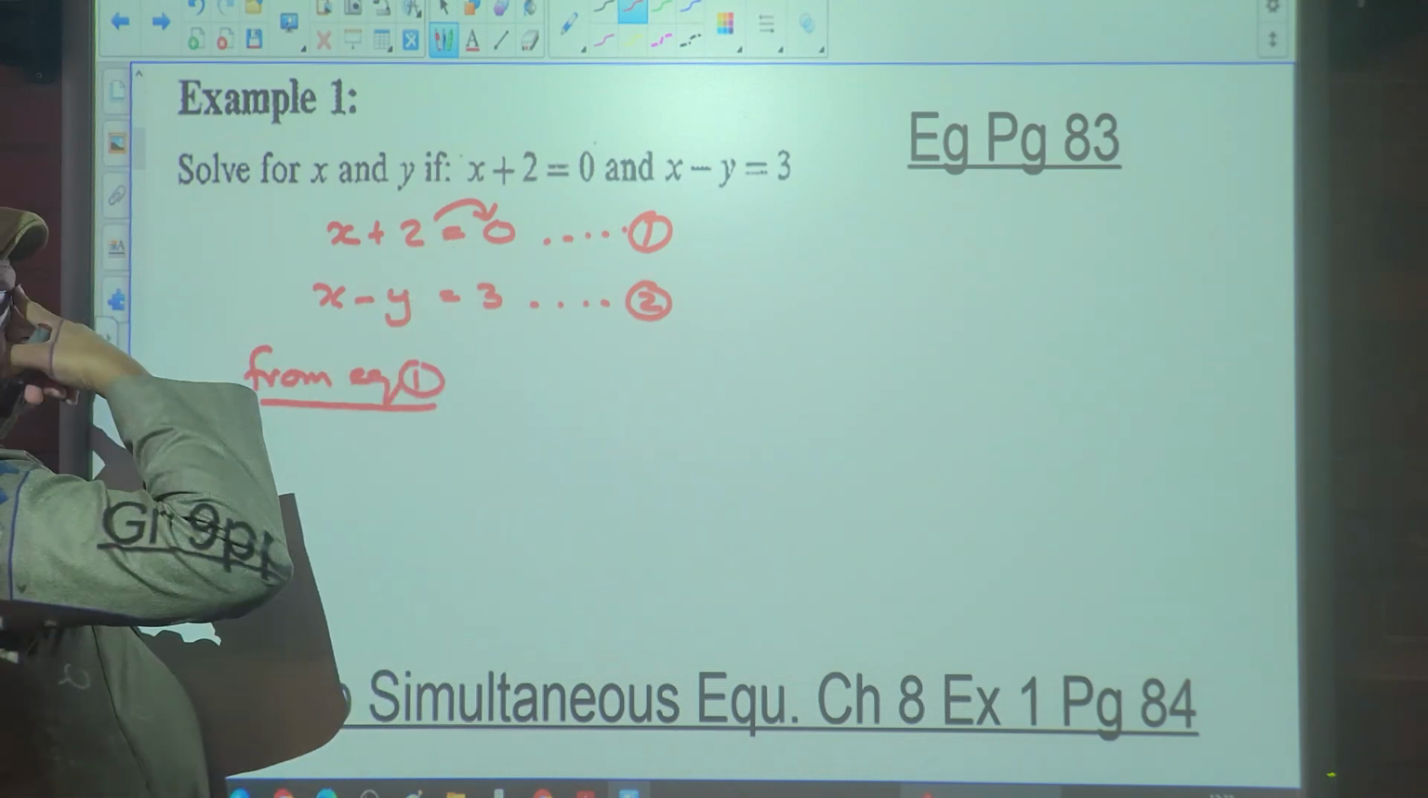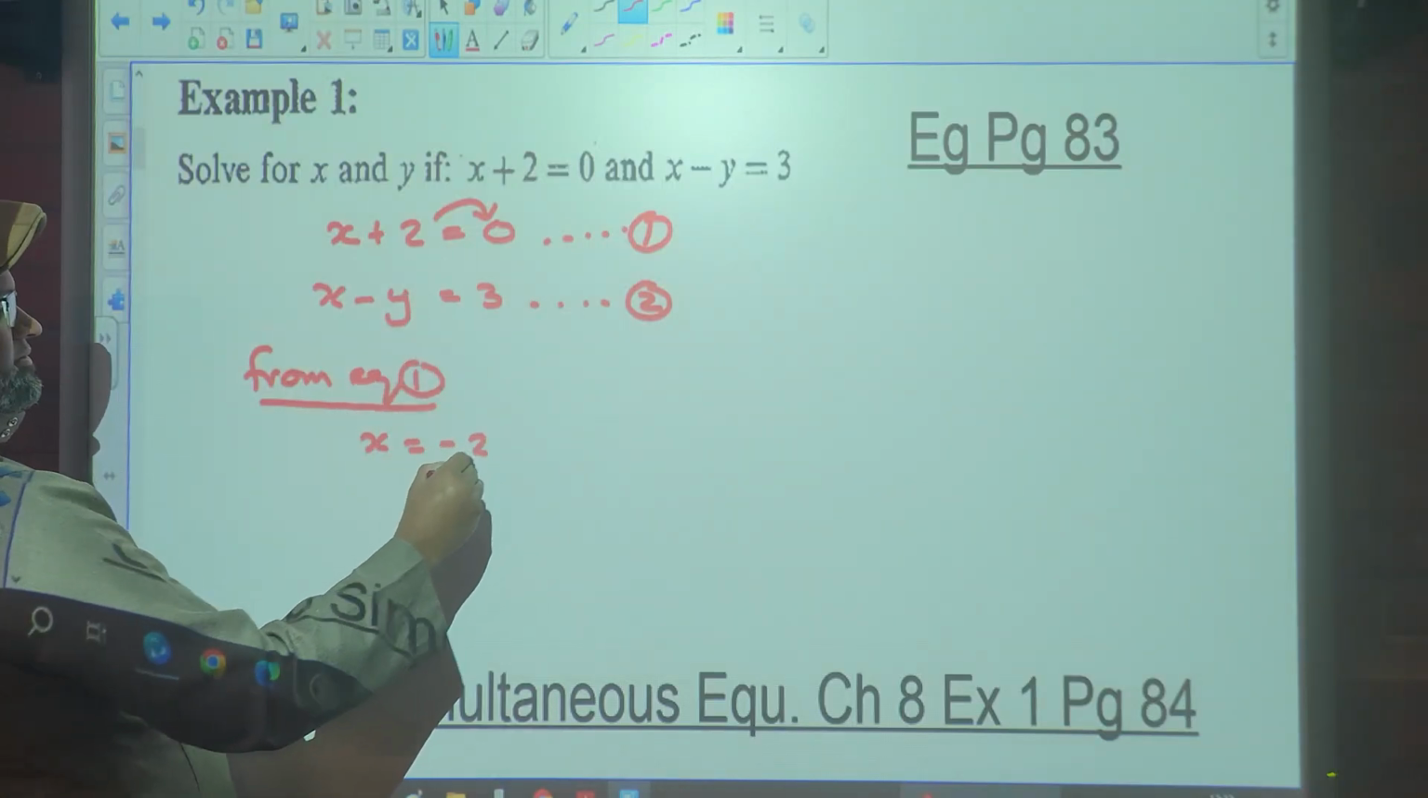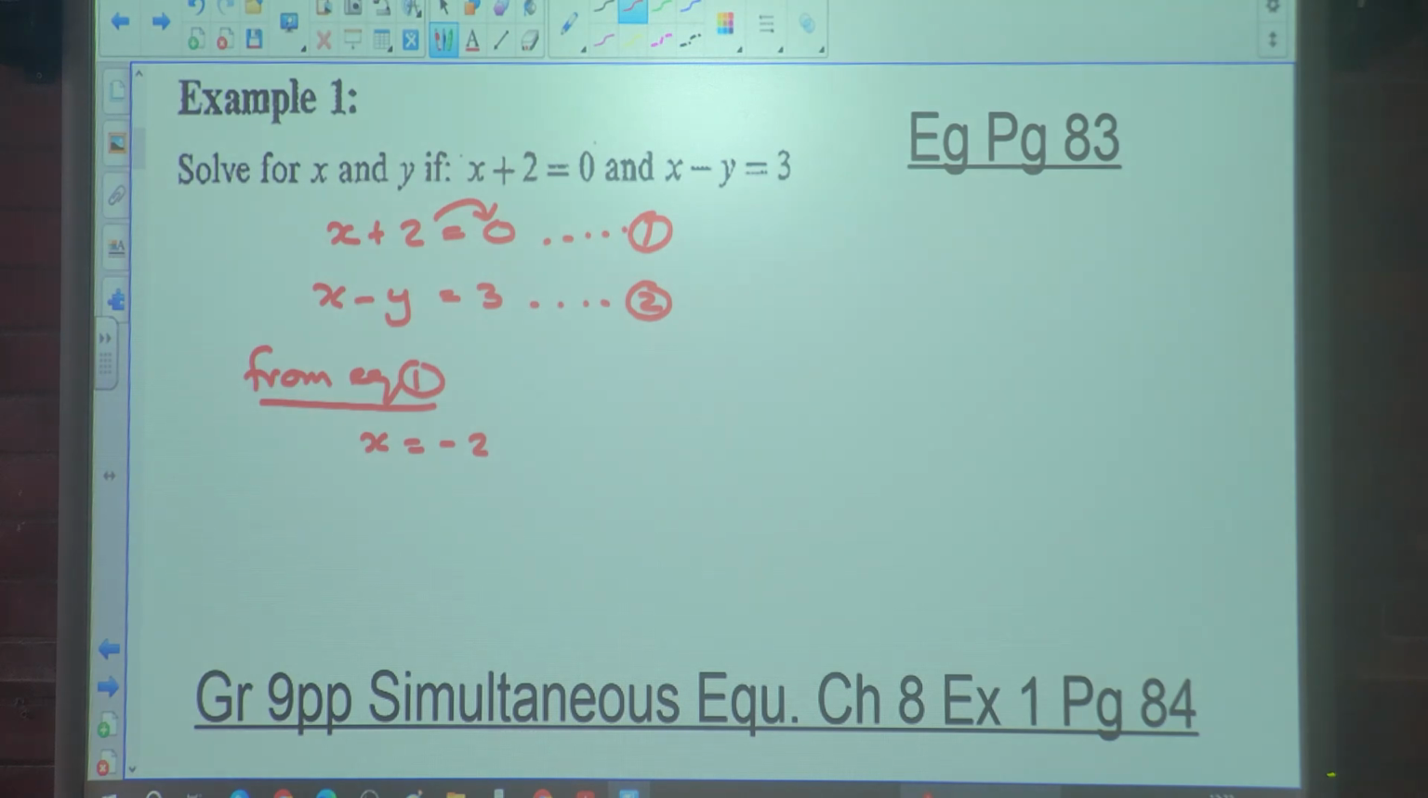So if you take x over the equal sign, what does this now become? x is equal to minus 2.